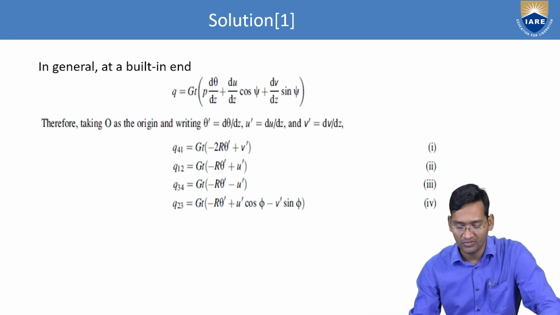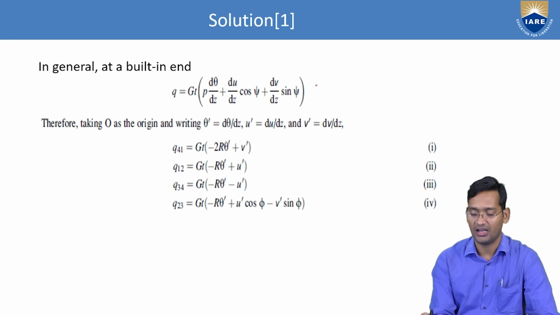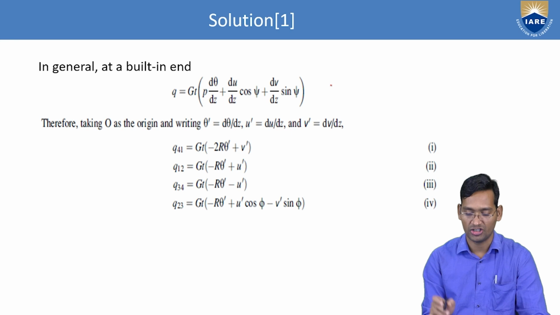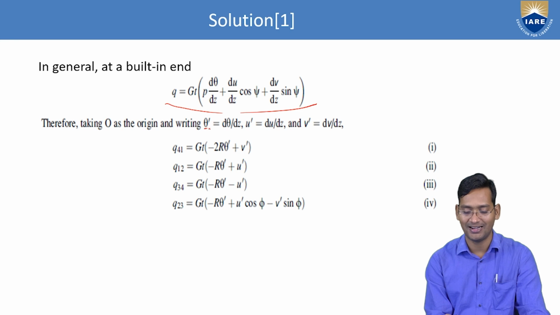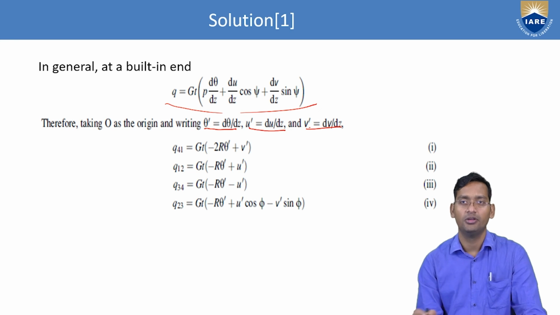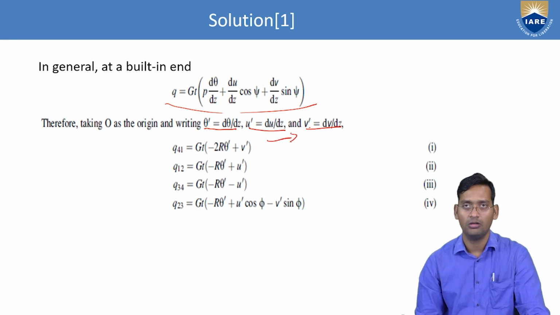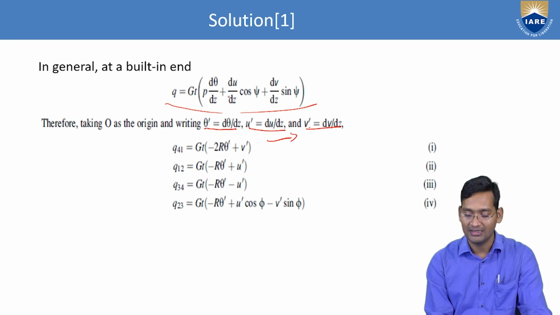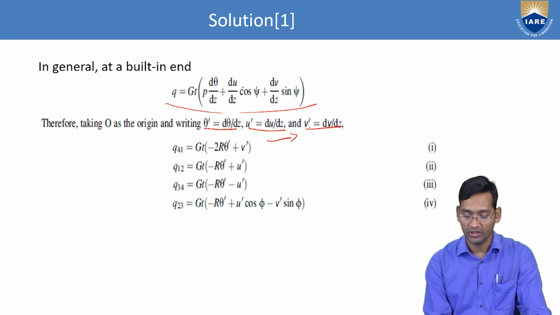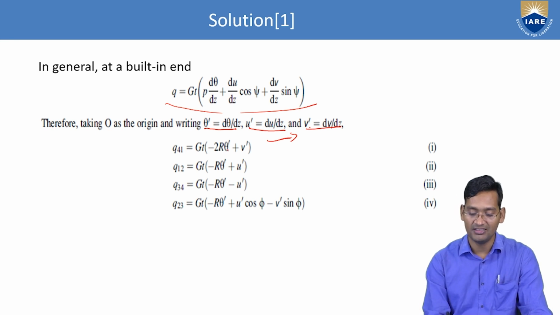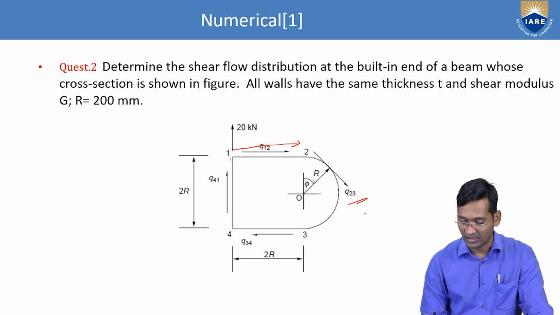Now in general at the built-in end, again del W by del Z is constant. This is our general equation that we already saw. After substituting the values, d theta by dz as theta dash, du by dz as u dash, and dv by dz as v dash, again the 4 equations will form here. Gt into, in this case, P d theta by dz will be 0. Sorry, this one: P will be minus 2R, that is given. D theta by dz is theta dash. Here cos phi goes with du by dz; see the figure, that will be u in this direction.